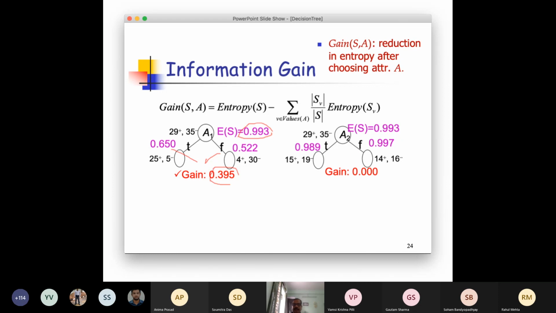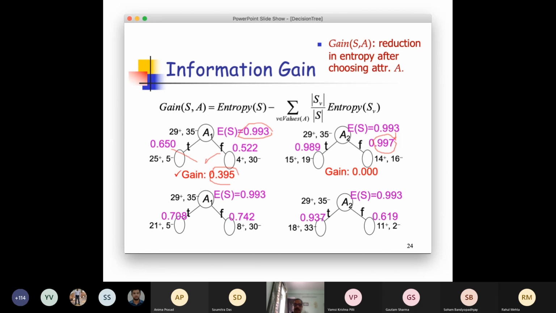But if you take the weighted average of these two, you can see that here this entropy, in fact, becomes higher than the parent. But if you take the weighted average, incidentally, they remain the same. So the gain is 0.